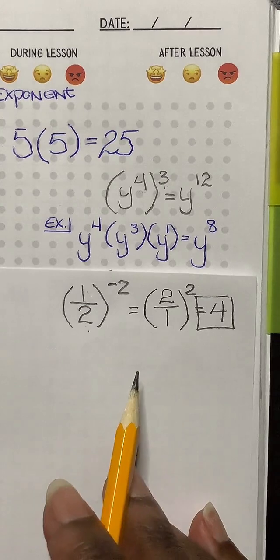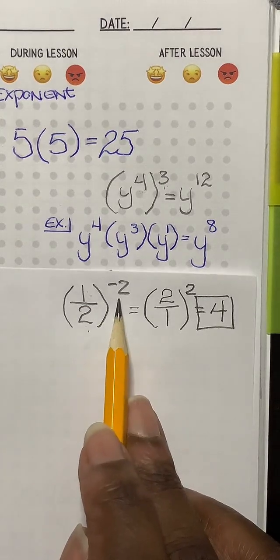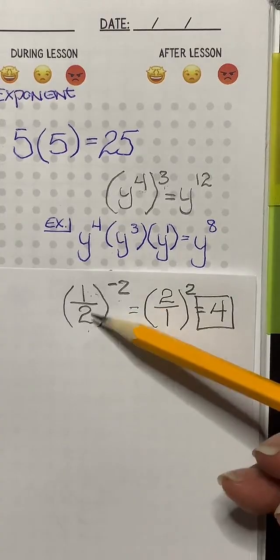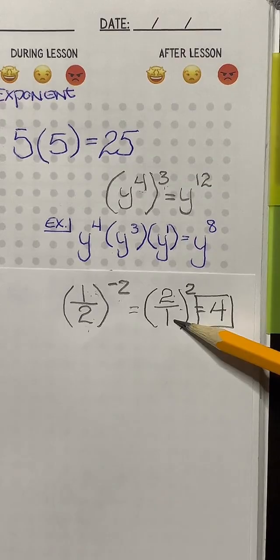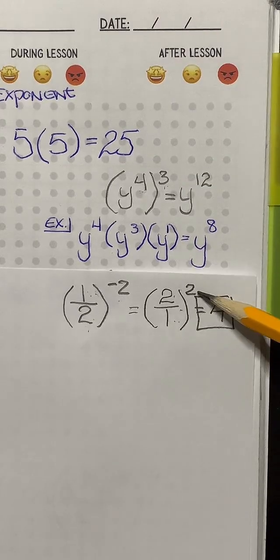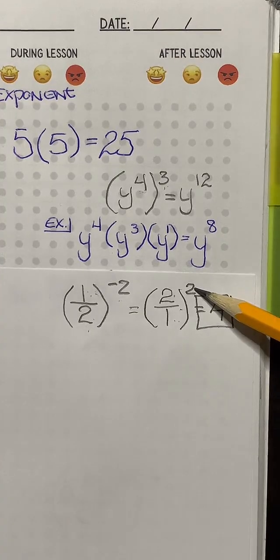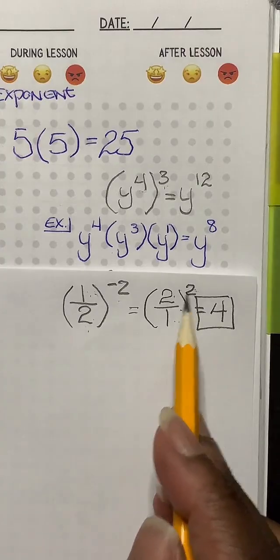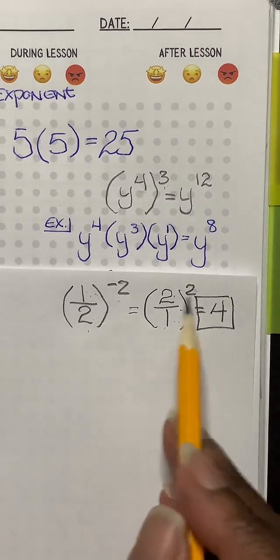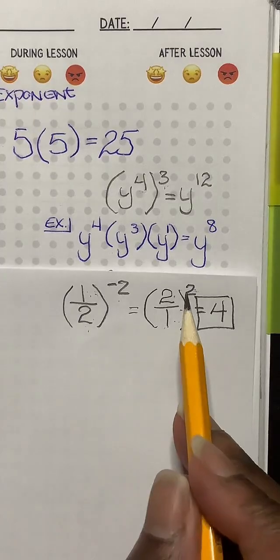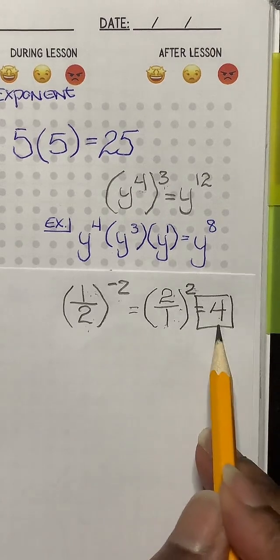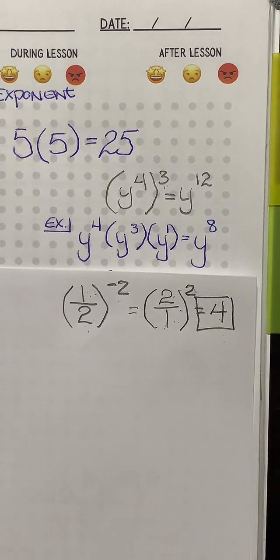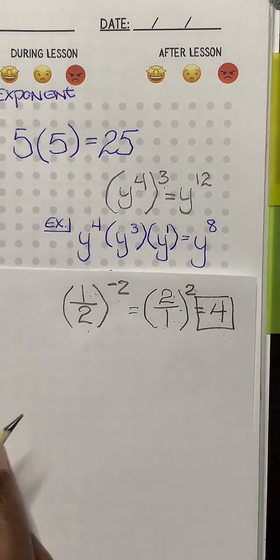Okay, does that make sense, Ash? Because when you have a negative exponent, you flip the fraction. Now the 2's the numerator, the 1's the denominator. By flipping it, it's making this into a positive 2. So then all you have to do is square everything. So you square the 2 and you square the 1. So 2 squared gives me 4, 1 squared gives me 1, but 4 divided by 1 will just give me 4. Okay? All right, how are you feeling now?